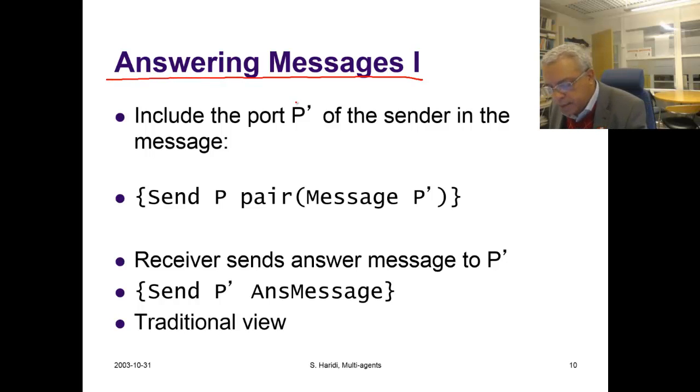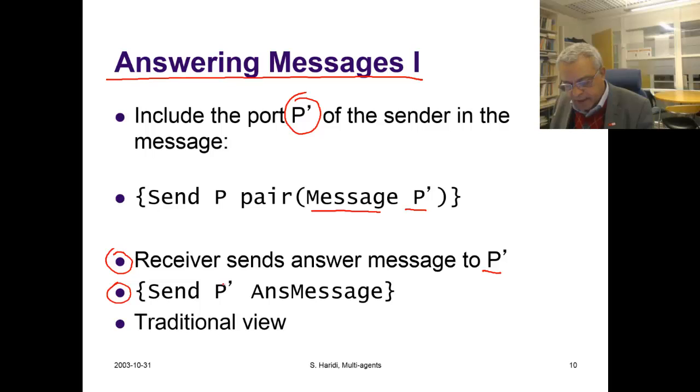We can include a port P prime as part of the message. So the sender can send a message, and also a port on which the receiver will answer. So the receiver sends an answer on P prime. That is the port. Basically it will do a Send on P prime with an answer message. And this is what we see in message passing systems. We send messages to each other. We include addresses of the senders in this message so that the receiver can send back a result or a response.